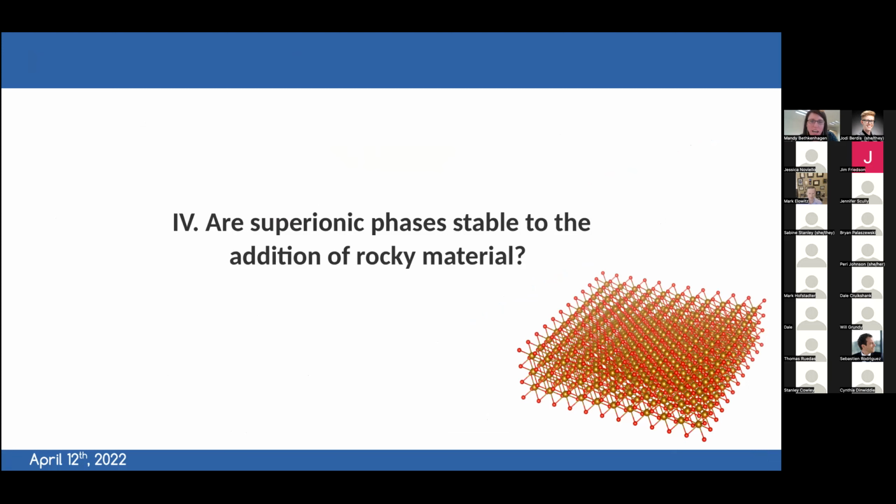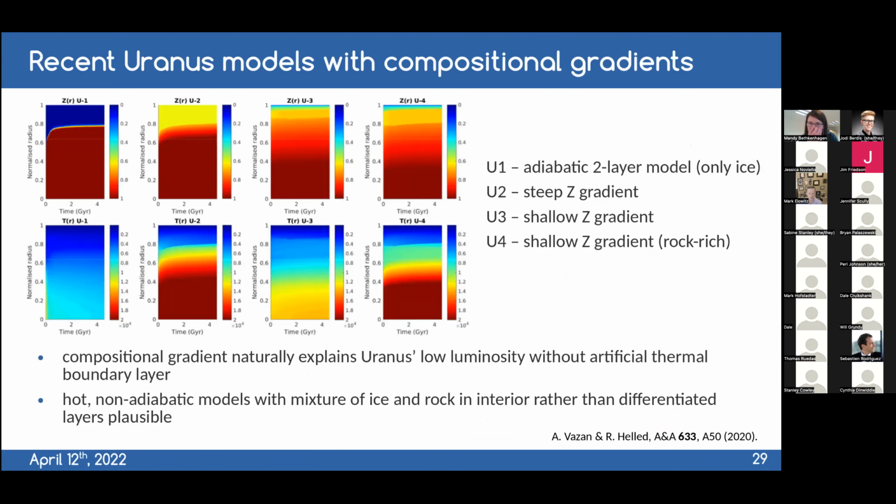So just a quick little outlook. Are superionic phases actually stable to the addition of rocky material? I guess this is the question everybody is targeting now. There was this really nice work of Alona Vazan and Ravid Held lately. They looked at Uranus models with a compositional gradient rather than with a thermal boundary layer. They considered ice and rock in the interior, and Z is the content of all these metal components. Everything that's not hydrogen and helium is metal here, so it contributes to Z.